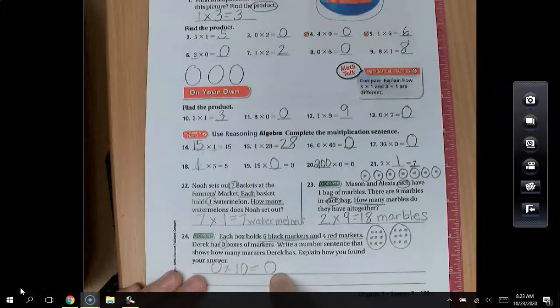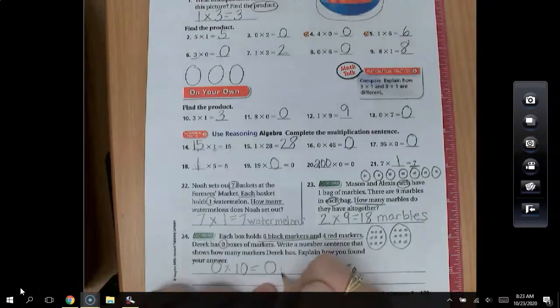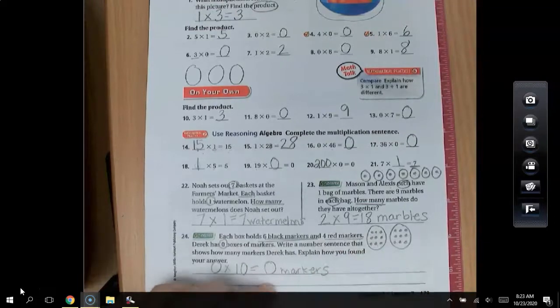They were trying to trick you, but I knew you were too smart for them. Yes, each box holds 6 black markers and 4 red markers, but he doesn't have any boxes. So if you don't have any boxes of markers, you can't have any markers. So he has 0 markers. Derek has 0 markers. Good job.